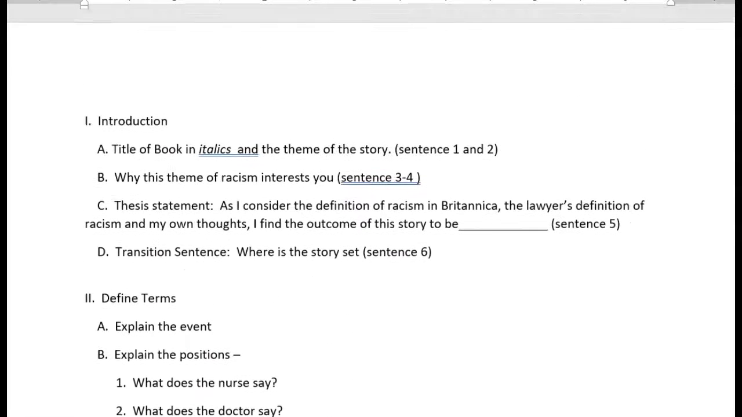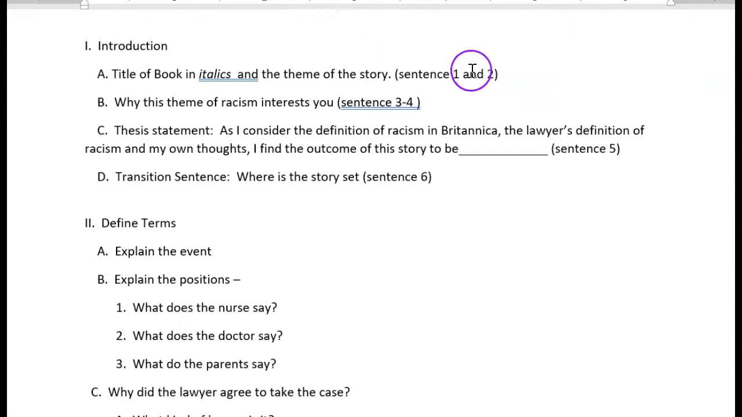Let's go over this outline real quick. This is sentence by sentence for this one. The first sentence, 1 and 2, the book and the theme of the story. The story is about a woman who does this, this, this, and this, and this.